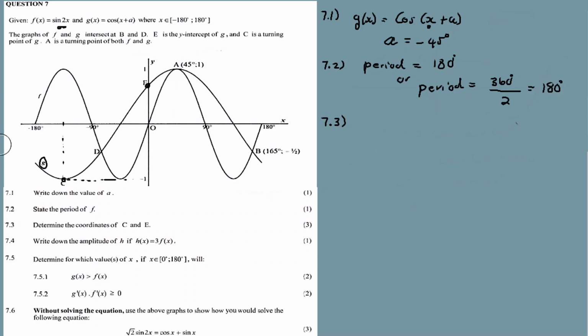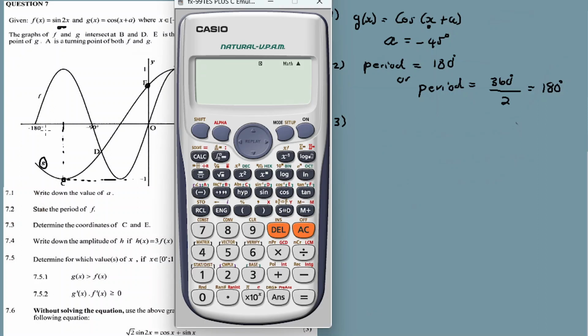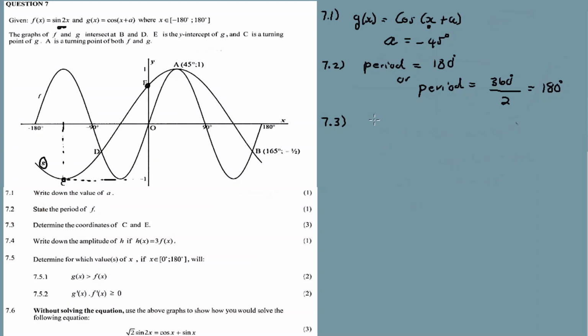We start here, where the function of g is shifted by how many units? 45 units to the right. So it goes from 180 to this point of C by 45 degrees. So it means that about 180 minus 45 degrees is equal to 135. So we see we are at minus 135 to minus 1, right?